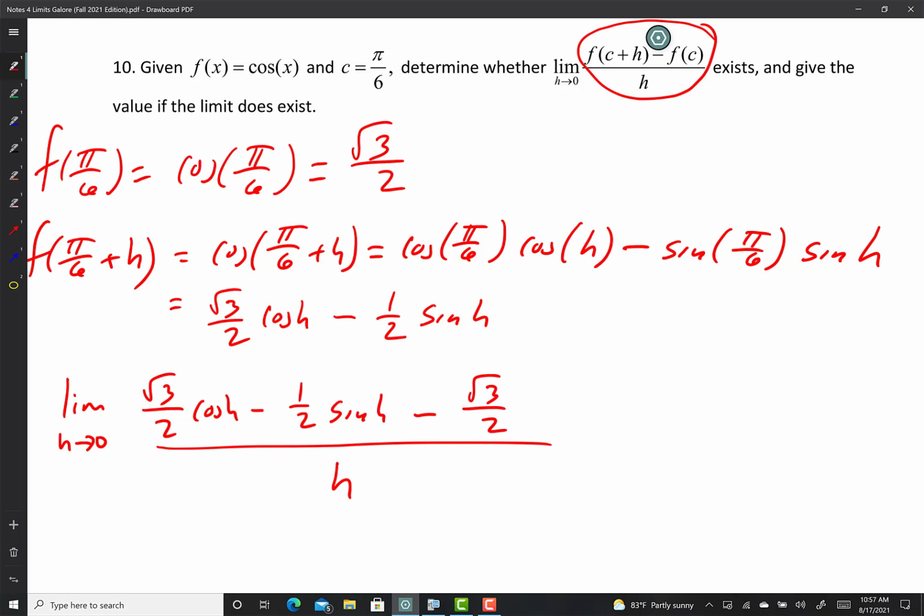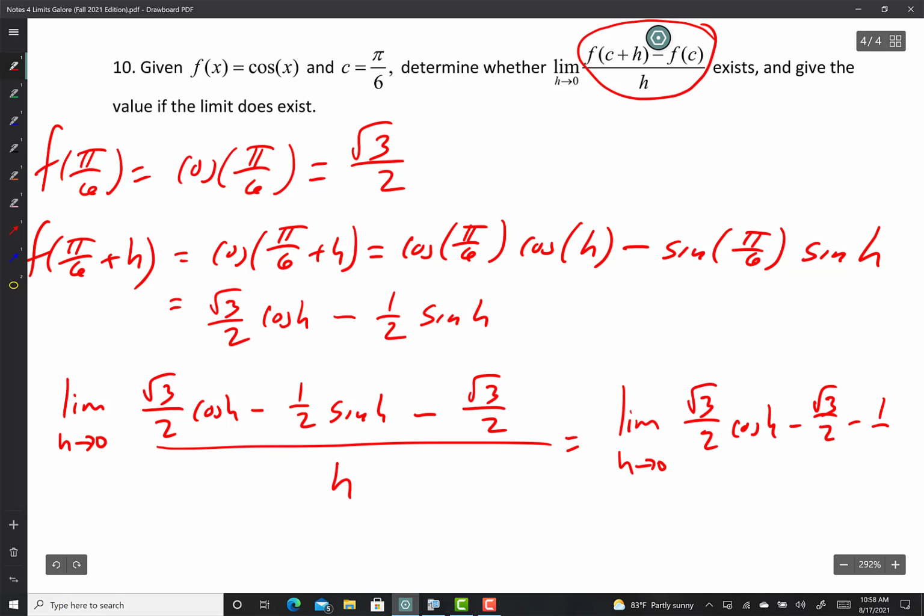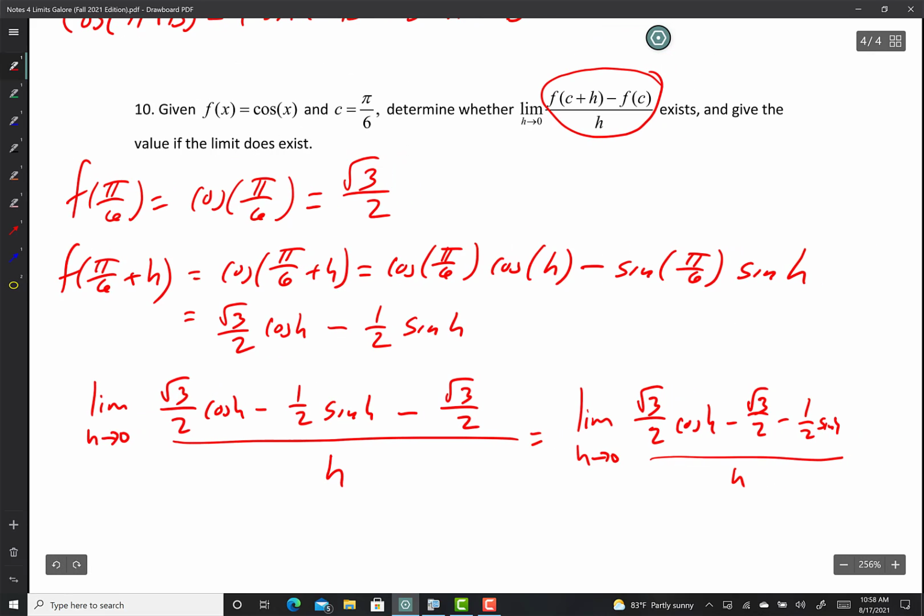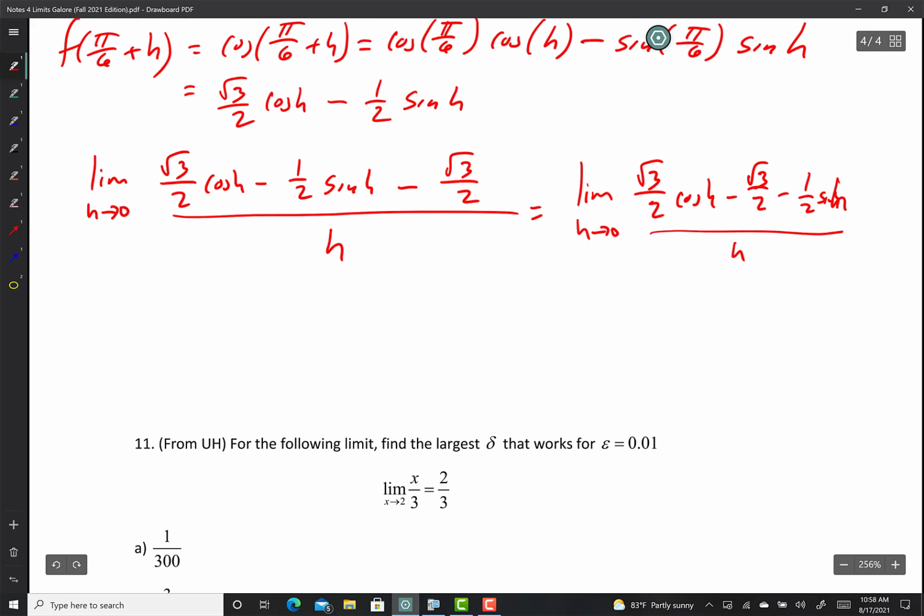I can rearrange the numerator how I see fit, so I'm going to move the square root of 3 over 2 to the middle. The limit as h approaches 0 of square root of 3 over 2 cosine h minus square root of 3 over 2 minus 1/2 sine h, all over h. Yeah, I just moved it. Sorry guys, I'll zoom out a little bit. We're almost done.